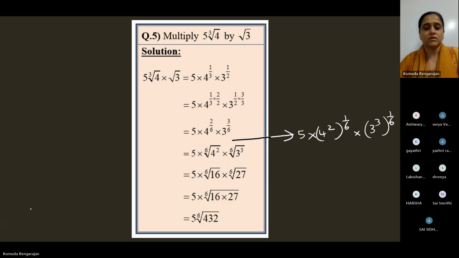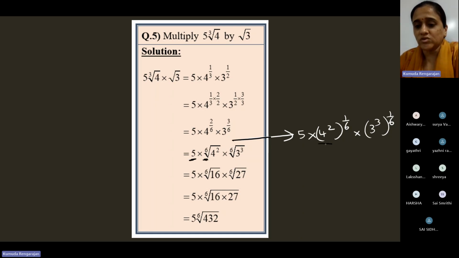Correct? 4 to the power 2 by 6 is nothing but 4 square, the whole power 1 by 6. And 3 to the power 3 by 6 is 3 cubed, the whole power 1 by 6. Now the power 1 by 6 is the 6th root. So 5 as it is, and 4 square to the power 1 by 6 is written as the 6th root of 4 square.